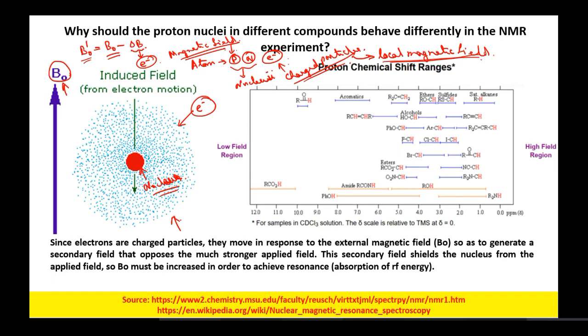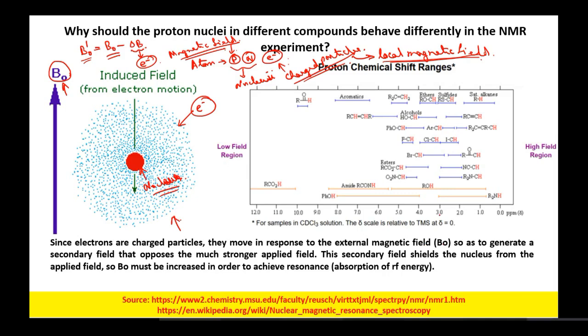So the magnetic field over the proton, or in other words the protons, will be shielded or saved from the external magnetic field B0 to a certain extent due to the movement of the electrons.